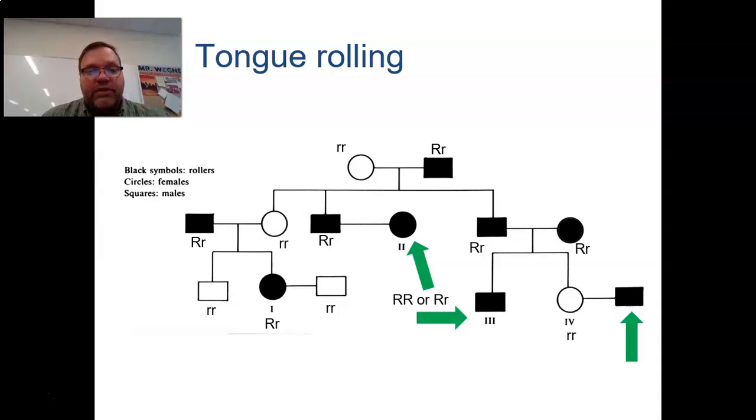Now this one over here, we can't tell. This individual, it looks like the woman in the second generation. Underneath it, there's a Roman numeral 2. I don't like it. They should use numbers. Roman numerals should only be for the generations. But you can see where the green arrow is pointing.